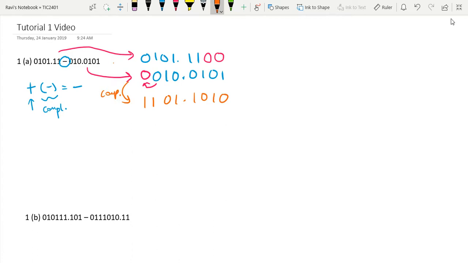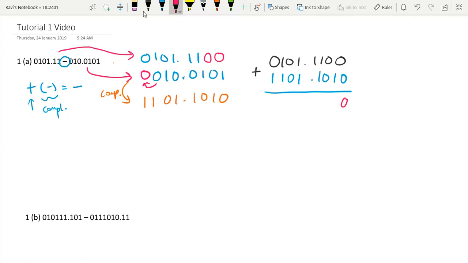Okay, so now I have both the numbers. Now let's rewrite them a bit neatly so that you can see it. The first number is 0101.1100, and I'm going to add the complement of the second number, which is 1101.1010. That gives me: 0 plus 0 is 0, 0 plus 1 is 1, 1 plus 0 is 1, 1 plus 1 is 0, carry 1.